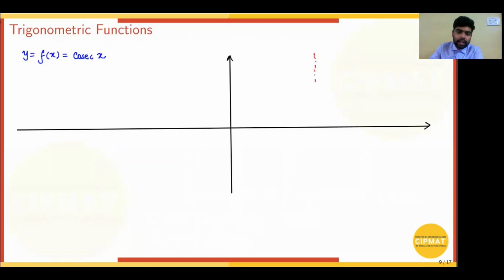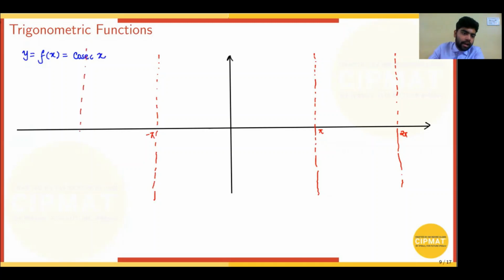The asymptotes that I will draw this time will be at pi over here. Okay, this is at pi. Then another asymptote that I will draw is at 2 pi. Another asymptote that I will draw over here is at minus pi. Another asymptote, let's say, is drawn at minus 2 pi. Okay, so these are the asymptotes for this particular graph, and of course this is the origin.